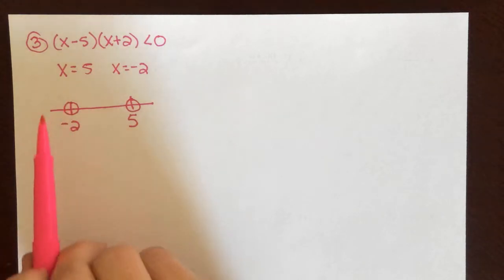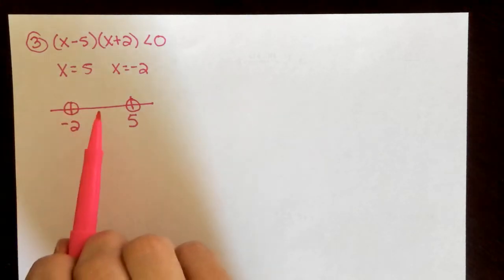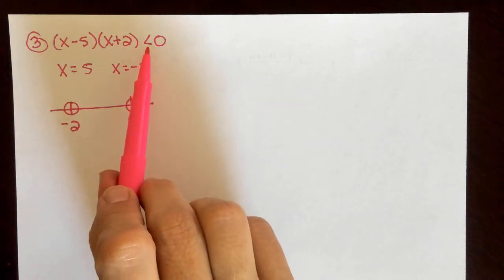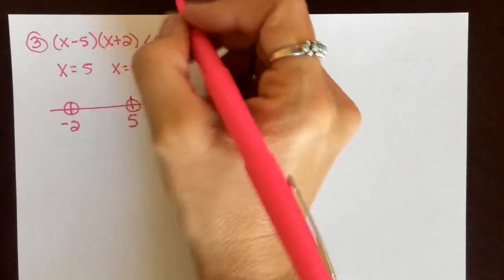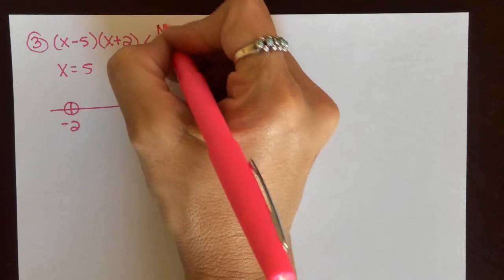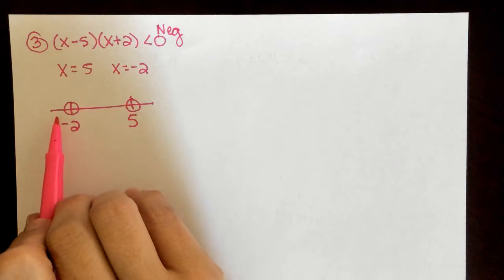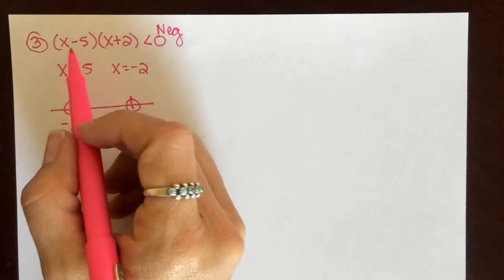Now you're going to take points to the left of negative 2, between negative 2 and 5, and to the right of 5, and you want to keep the answers that are less than 0. Numbers less than 0 are negative numbers, so anytime I get a negative number, I'm going to shade that area. So I'm going to pick negative 3 over here, and plug negative 3 in right here.